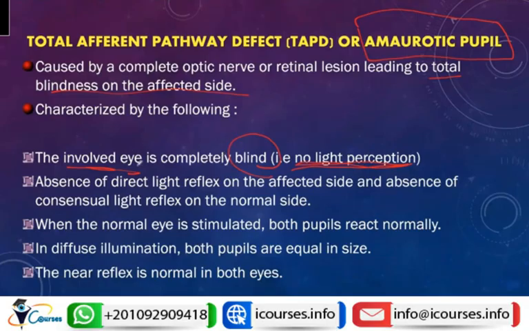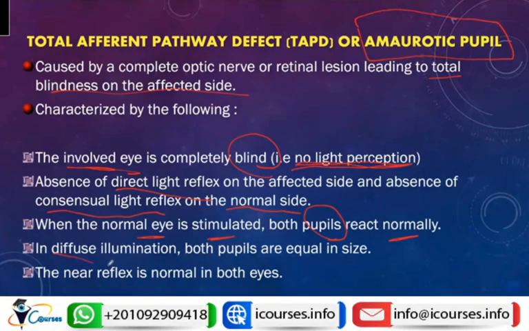If we stimulate the involved eye, the direct reflex will be absent, and there will also be an absent consensual light reflex on the normal side. I will show you now in the figure. But when the normal eye is stimulated, both pupils react normally. Again, when stimulating the diseased eye, there is no response on the same side or the other side, because the afferent is completely lost. But if we stimulate the normal eye, there will be a response on both sides equally.